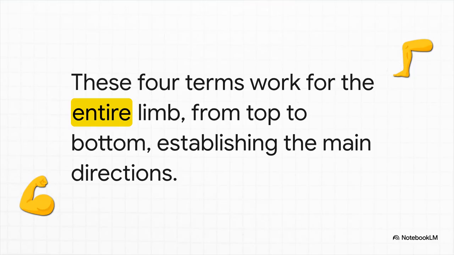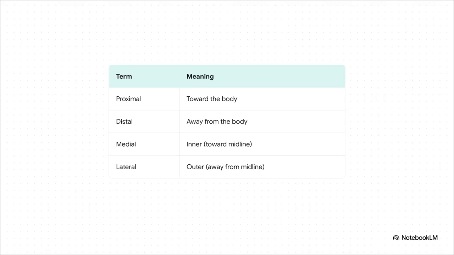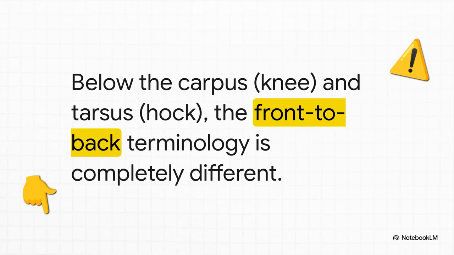But let's start with the easy stuff. These are the four main terms that you can use on the entire limb, from the shoulder all the way down to the paw. So proximal means it's closer to the main body. You can think in proximity. The opposite is distal, which means further away, like distant. Then you've got medial, which refers to the inside of the limb, and lateral, which is the outside of the limb.